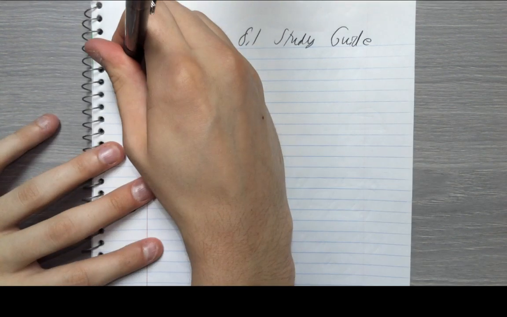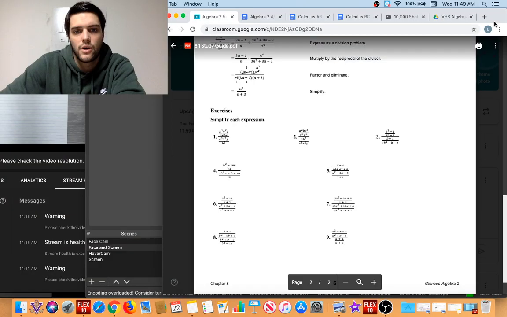So, guys, here's the thing. This second page, page 6, is the exact same thing as page 5, with only one tiny, tiny difference. So let's see what question I would like to do. Let's do 6. So number 6, guys, right here.